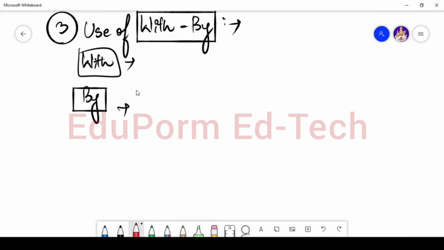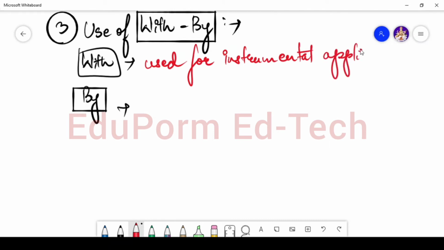Now, with is used for instrumental application. Application means use, instrumental use means any object use. Why have I used the word instrument here? Because if I would say object, then you might get confused that maybe ma'am is trying to refer to subject and object. That is why I have referred to instrument instead of object. So used for instrumental application means whenever you're using an instrument in any kind of sentence.